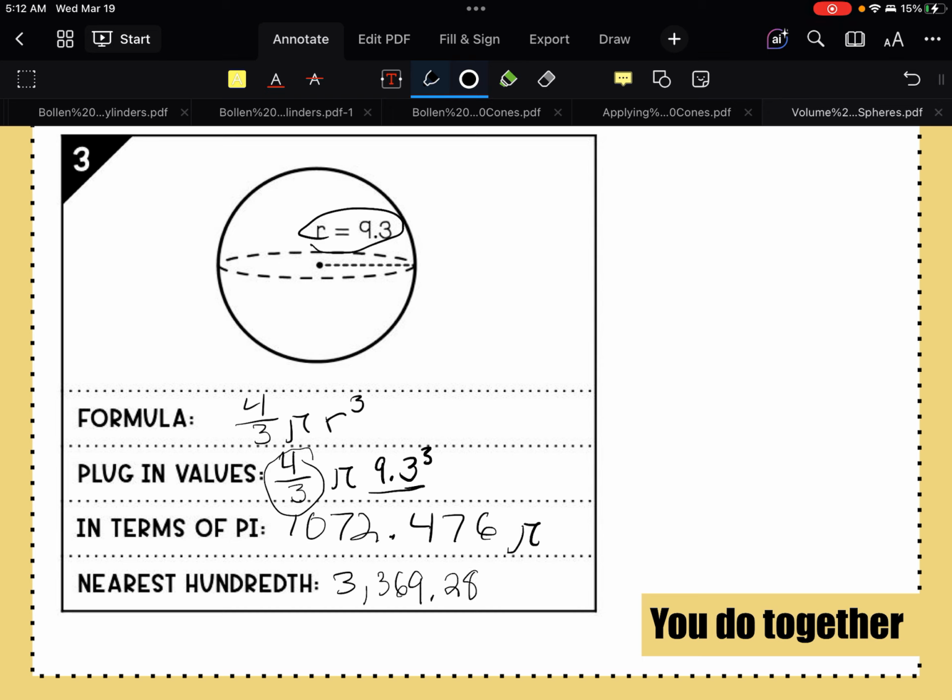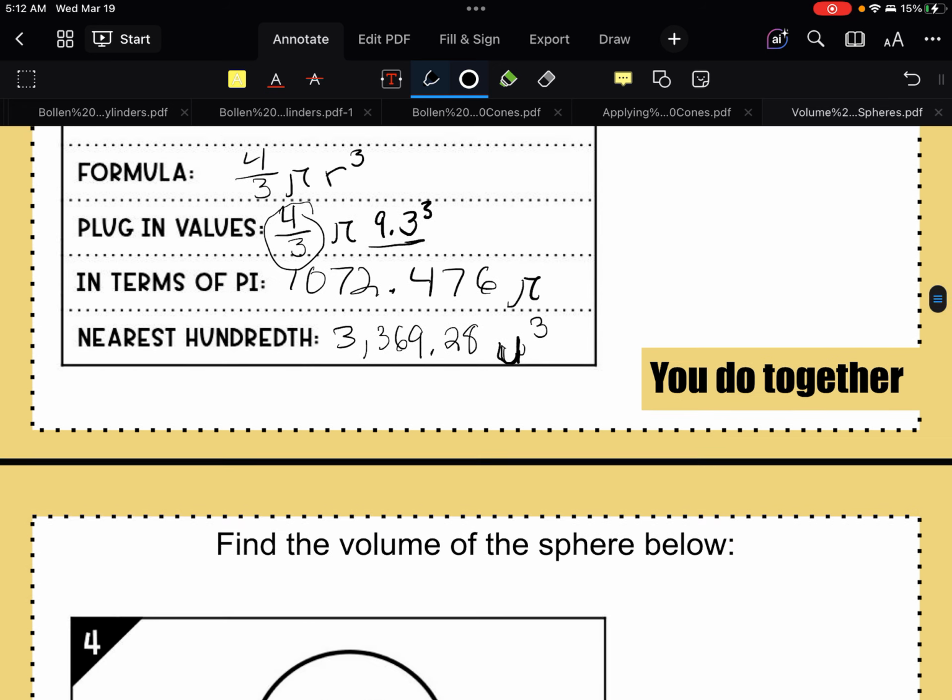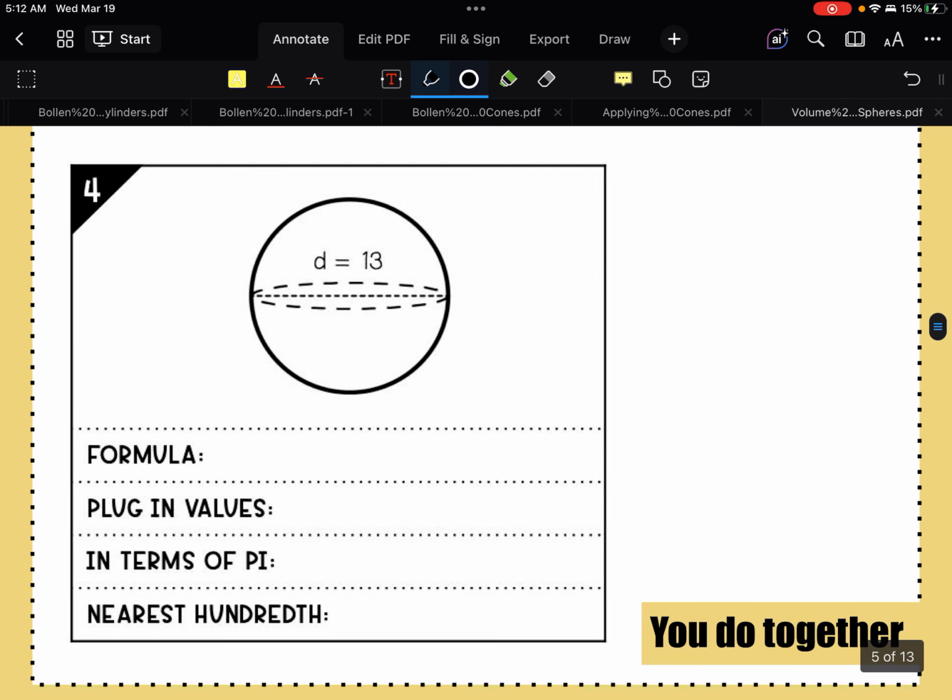3,369.28 units cubed. Units. Alright, go ahead and pause and find the area of this sphere.